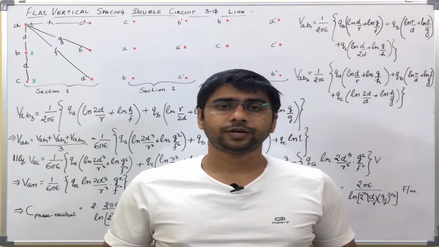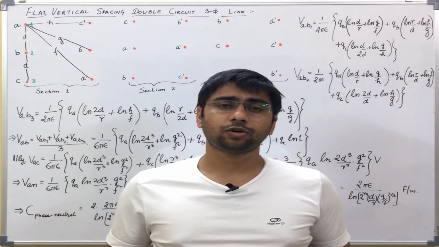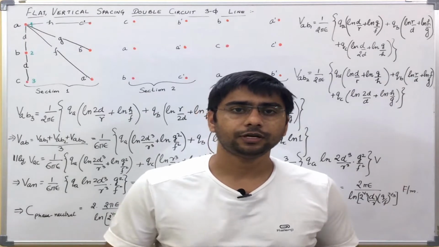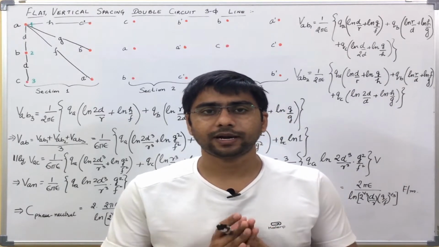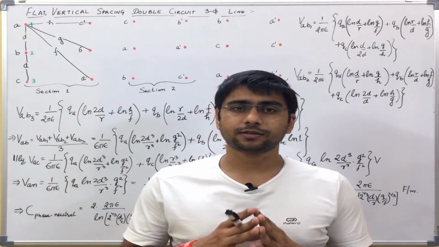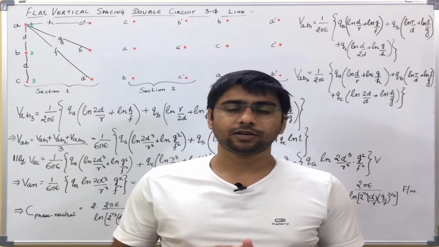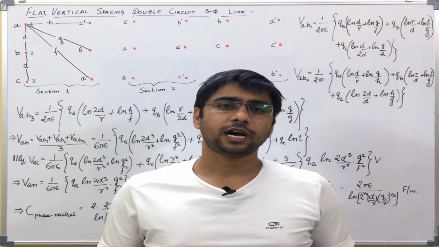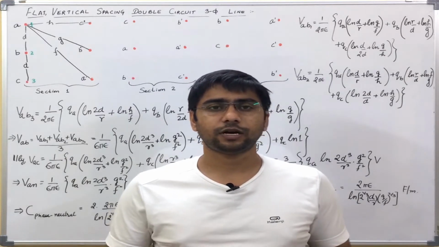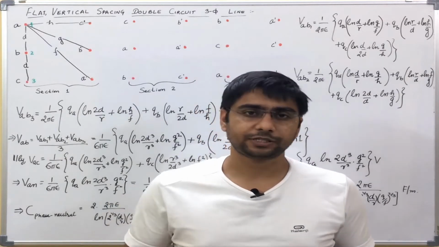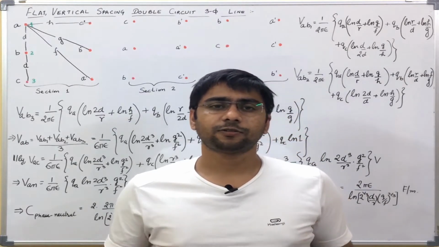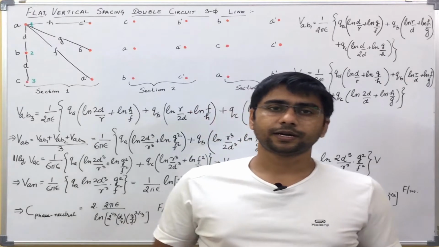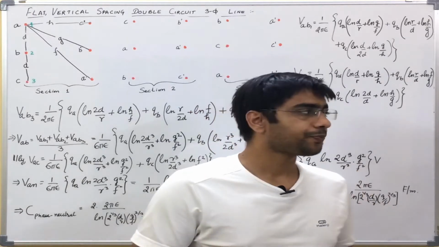Hello everyone. Today in this video we will continue the topic which we left in our previous video, that is the capacitance of a double circuit line or capacitance of a parallel circuit line. In this video we will see the configuration in which conductors are in vertical spacing or flat spacing. In the previous video we saw the conductors were on the vertices of a regular hexagon. Now let's see how to derive.